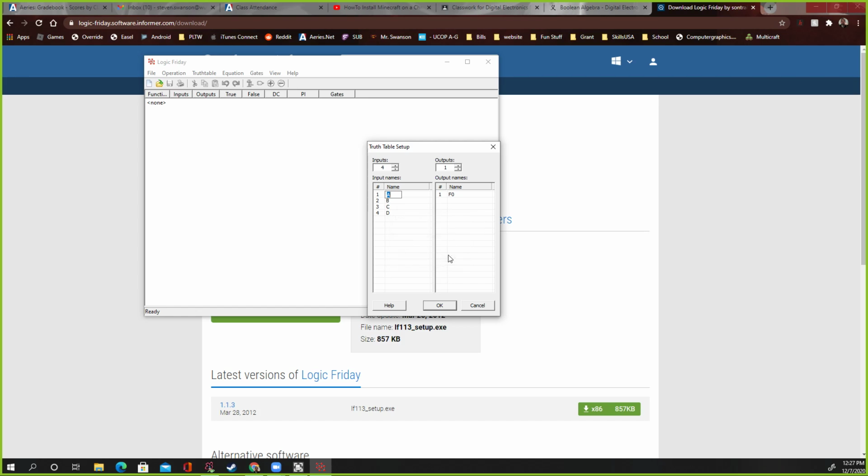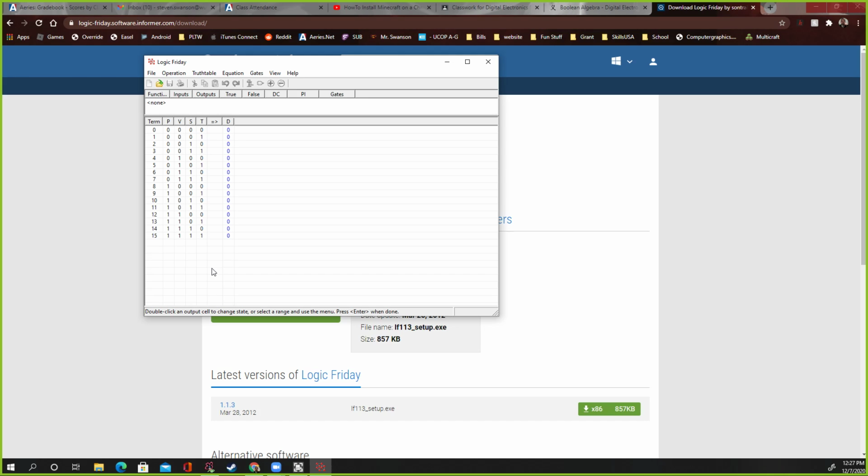I can't use D because it's already used for an input. So P, V, S, and T. And what's our output? We'll call it D for the decision, but okay. Now look at this. Here we go. It already does the whole truth table for us. 0, 1, 0, 1, 0, 1, 0, 1, 2 zeros, 2 ones, 2 zeros, 2 ones, 4 zeros, 4 ones, 8 zeros, 8 ones. It already does it.